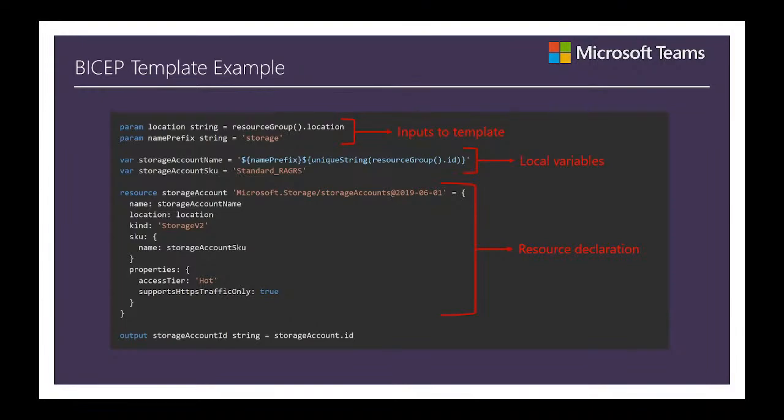And then from this template, I also want to provide an output, meaning if somebody wants to read it, they can read the output from this template. That's what the output means. That is all it is. So this is the kind of structure of Bicep.